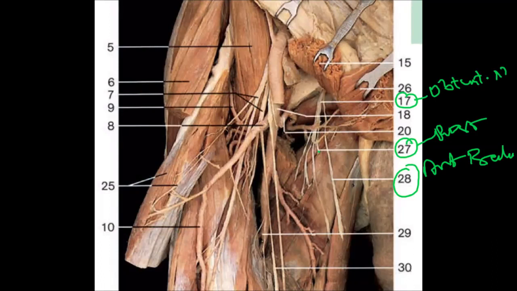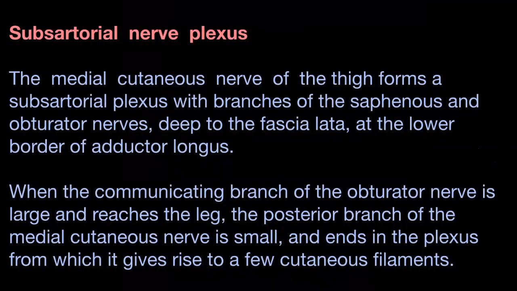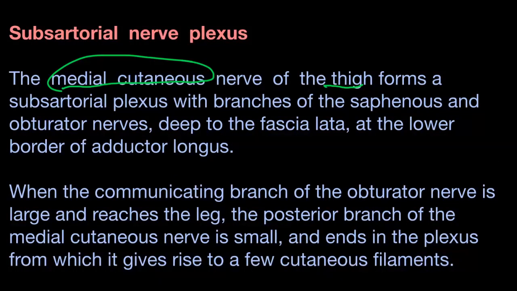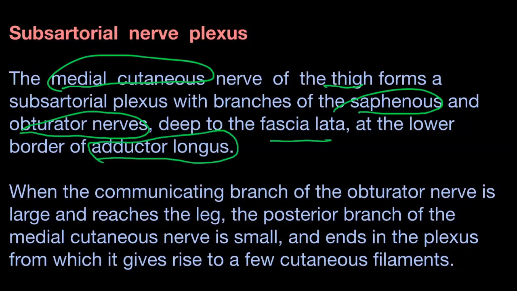Observe that. Coming to the subsartorial plexus, the medial cutaneous nerve of the thigh forms a subsartorial plexus with branches of the saphenous nerve and obturator nerves deep to the fascia lata at the lower border of the adductor longus. When the communicating branch of the obturator nerve is large and reaches the leg, the posterior branch of the medial cutaneous nerve is small and ends in the plexus, from which it gives rise to a few cutaneous filaments.